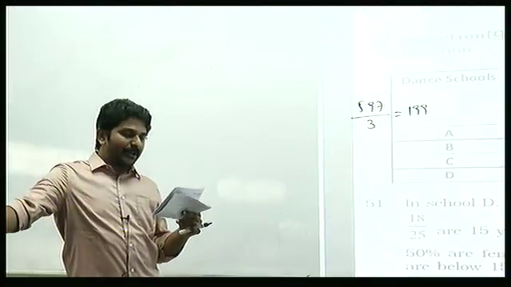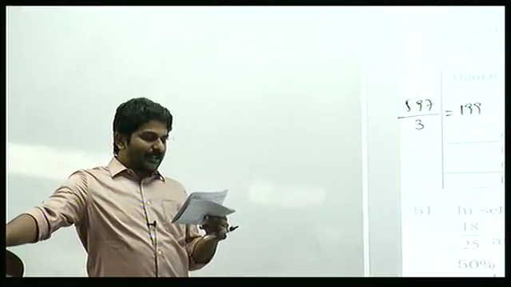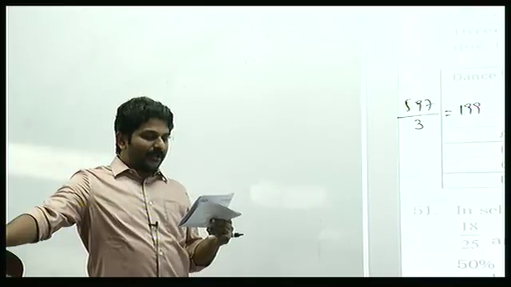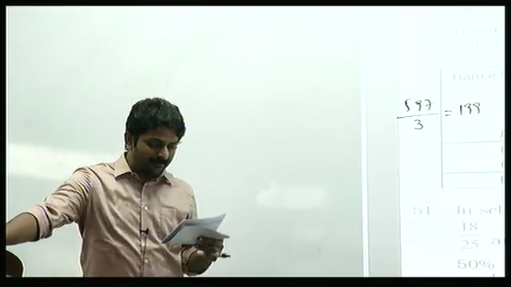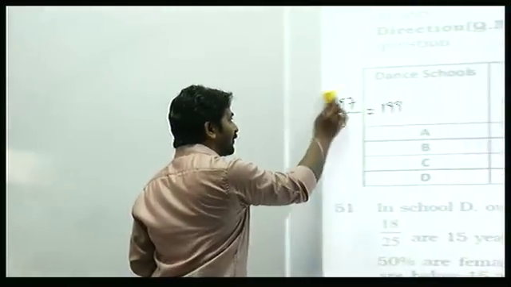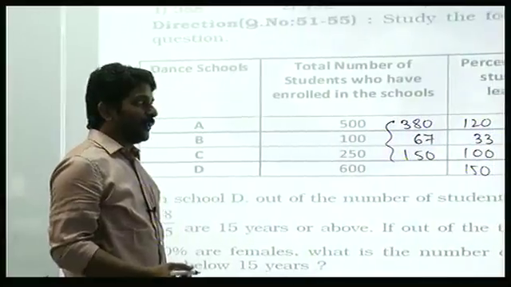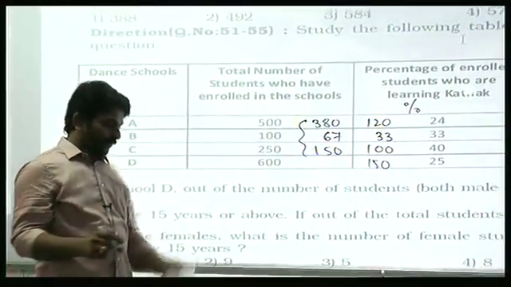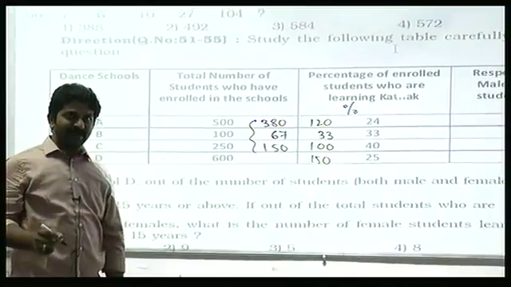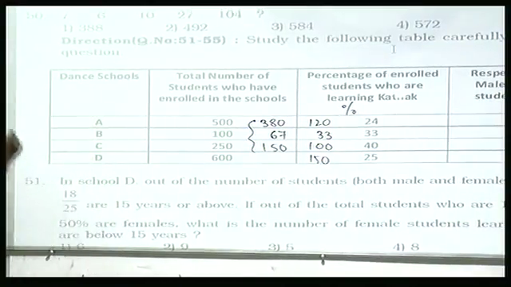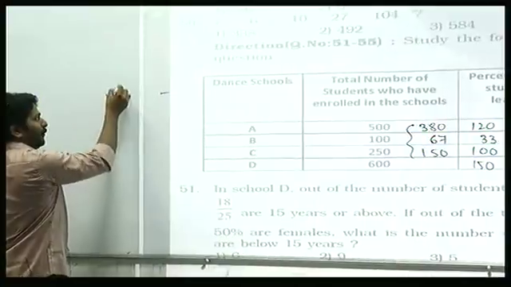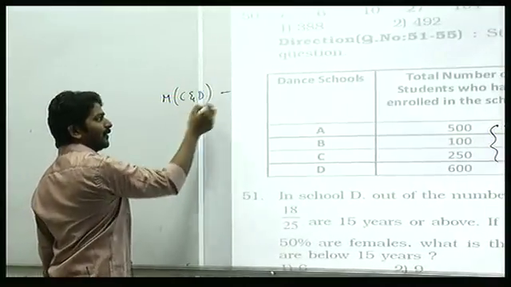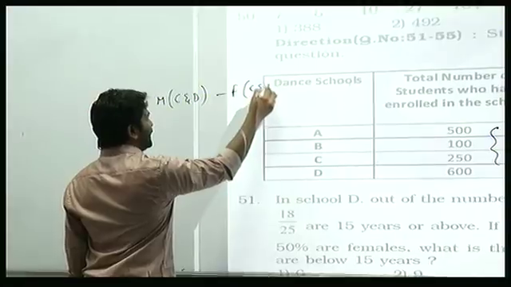53. What is the difference between total number of male students learning Kathak in schools C and D together, and the total number of female students learning the same in the same schools together? Difference between total number of male students from C and D and female. It asked about difference. So you have to take total male from C and D and total female from C and D, and then there is difference. So it is something like male from C and D and female from C and D.